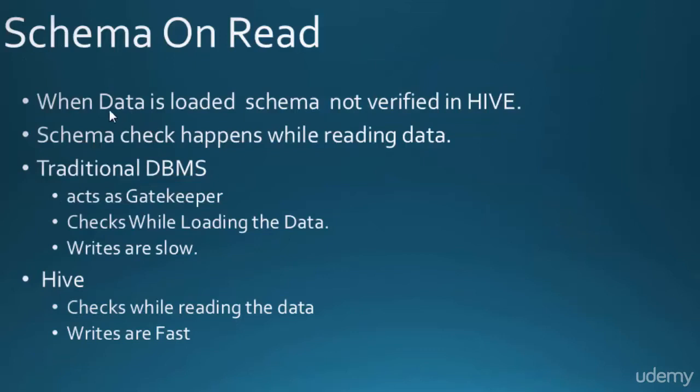To summarize, when data is loaded, the schema is not verified in Hive, whereas the schema check happens while reading the data. If there is a mismatch between the schema and the dataset, then null values are returned in Hive. Whereas in traditional databases, the database has more control over the data that is written to the disk. While loading the data itself, in traditional databases, the data is verified against the schema. This makes writes slow in traditional databases.